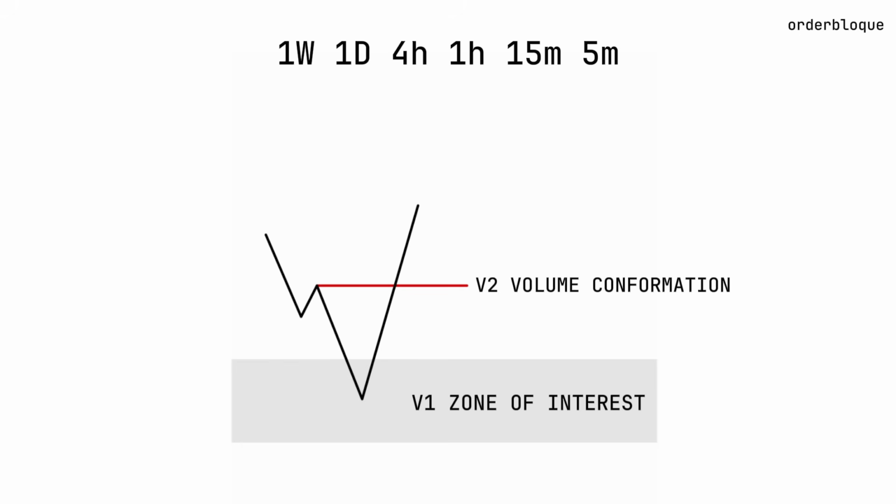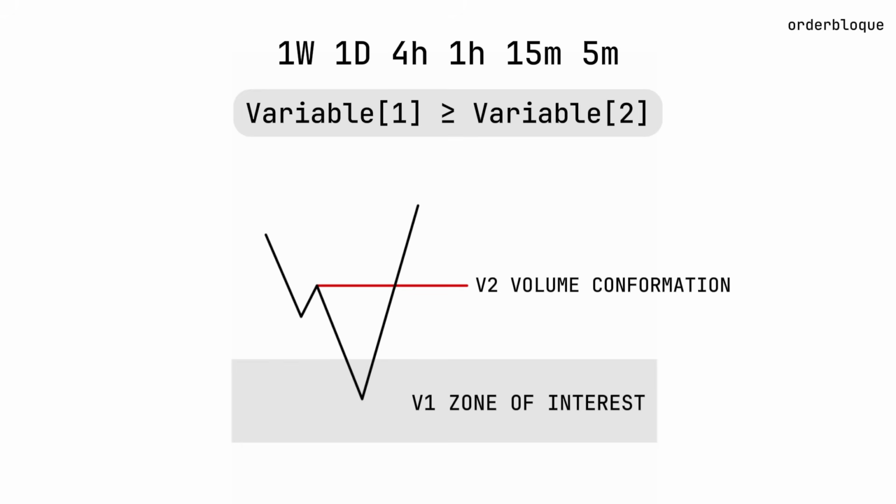The rule is very simple and goes as follows. Variable 1 should be greater than or equal to variable 2. This means that if the zone of interest is on the 4-hour timeframe, then volume confirmation should also be on the 4-hour timeframe, or a lower one, specifically the 1-hour timeframe. In practice, we usually shift down by one time frame.